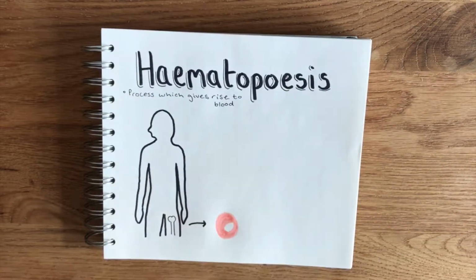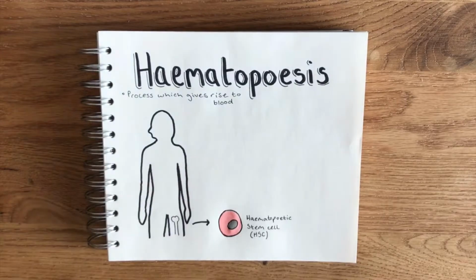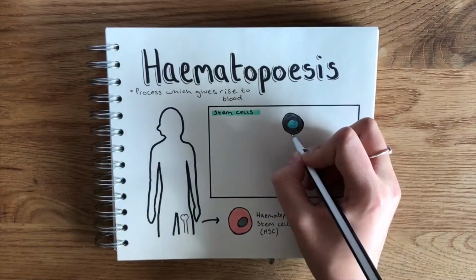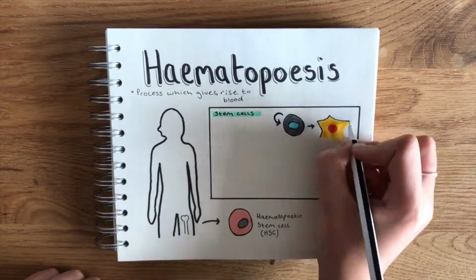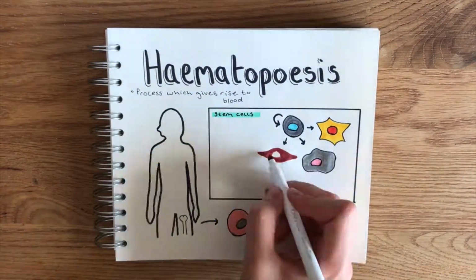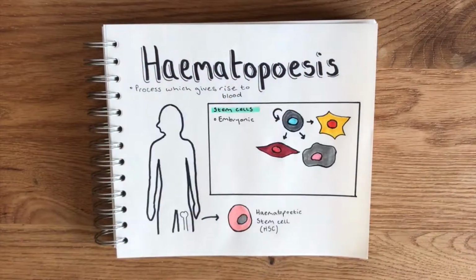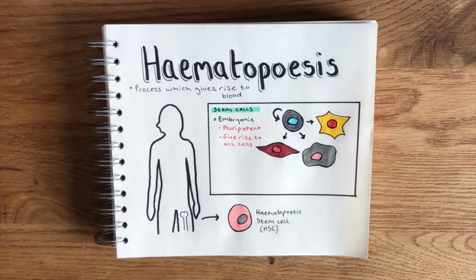So all of our blood cells are derived from a single progenitor cell called a hematopoietic stem cell, or a HSC. In case you're not familiar, stem cells are undifferentiated cells which have the ability to both self-renew and to differentiate into a number of different specialised cells. There are two main types of stem cells: embryonic stem cells, which are important in embryonic development, and these cells are known as pluripotent, which means that they're able to develop into all of the cell types of the body.